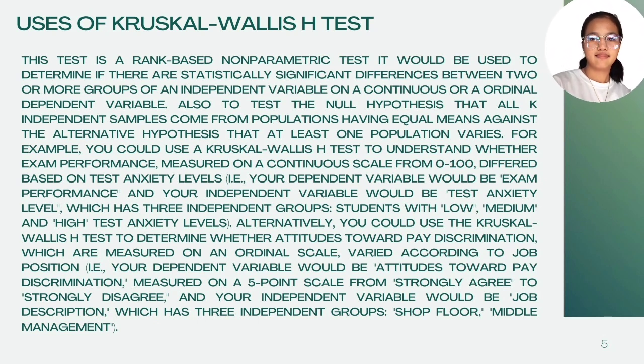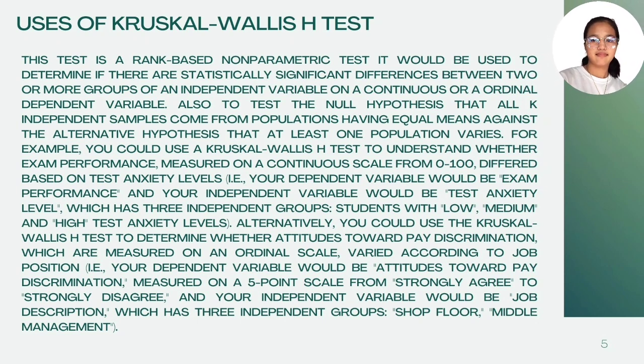Alternatively, you could use the Kruskal-Wallis H-test to determine whether attitudes toward pay discrimination, which are measured on an ordinal scale, varied according to job position. Your dependent variable will be attitudes toward pay discrimination, measured on a 5-point scale from strongly agree to strongly disagree.